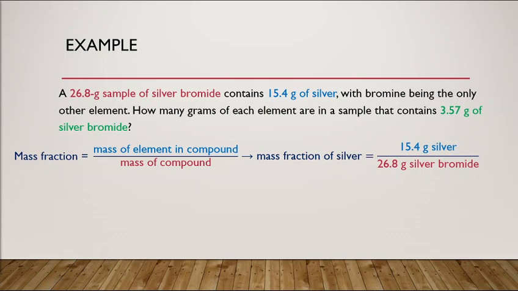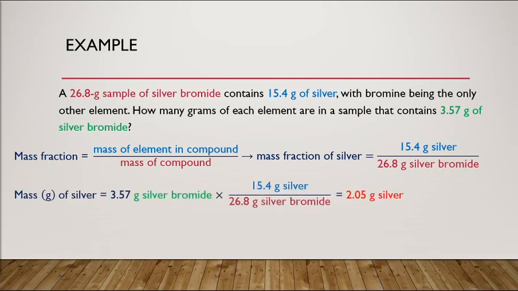If we want to know the amount of silver inside of our new sample size of 3.57, we know this mass ratio is still going to be the same regardless of what your sample size is. Using the same kind of setup from the previous slide, to find the mass of your silver, you take the mass of your 3.57 gram sample of silver bromide and multiply it by the known mass fraction of silver in order to get 2.05 grams of silver.